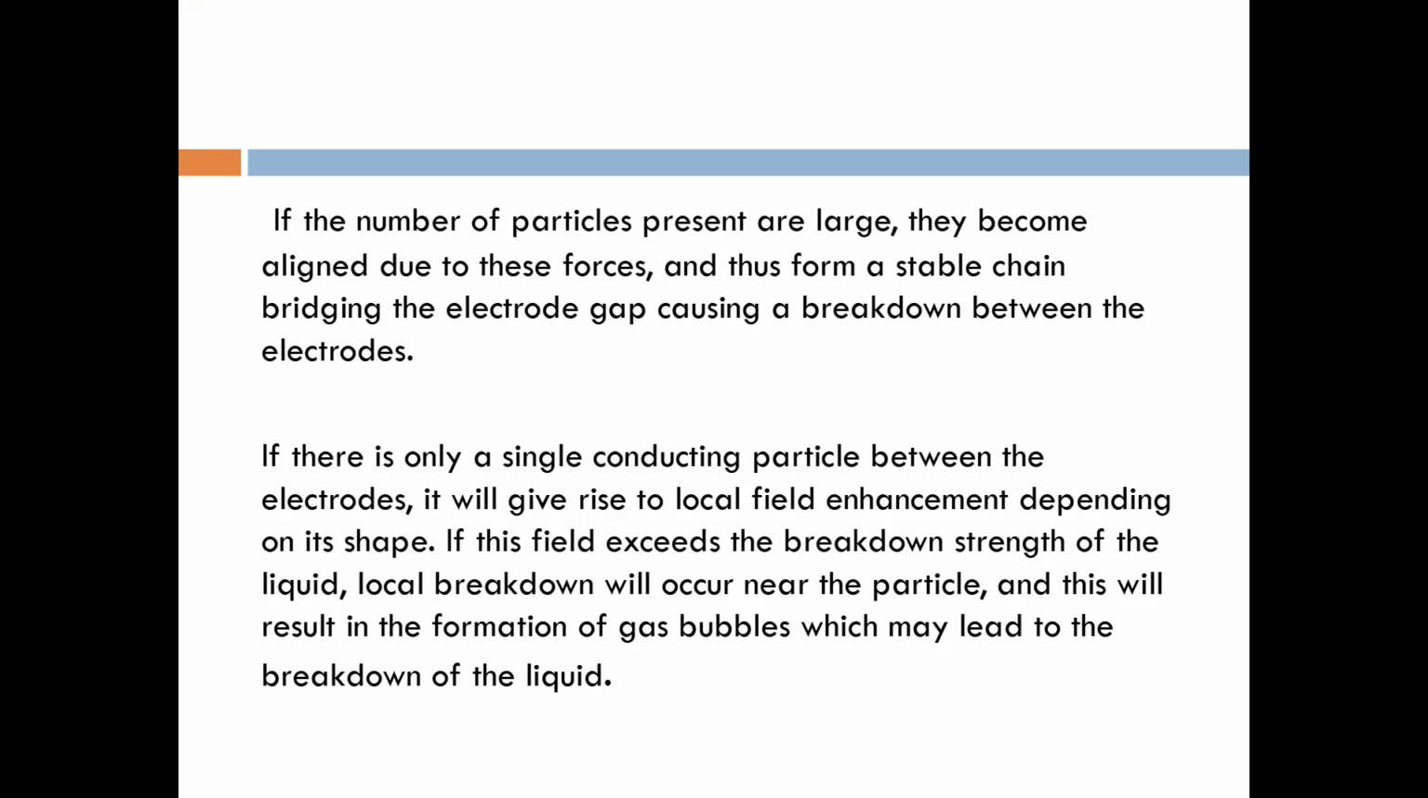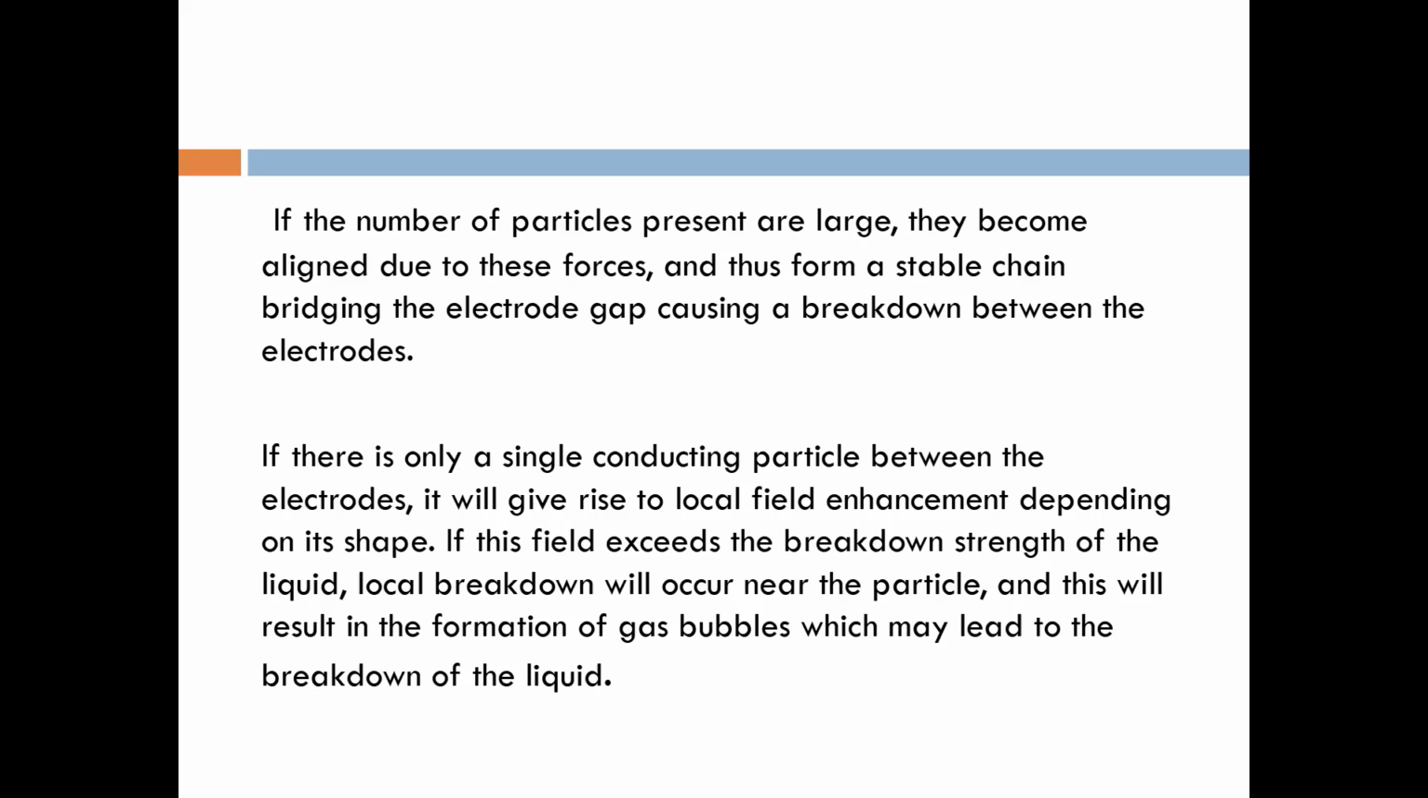I have already told you when we studied breakdown in gases, what we actually mean by breakdown. Breakdown means conduction of current between the two electrodes. A stable chain bridging the electrode gap causes a breakdown between the electrodes. The gap is bridged, and this bridge causes the breakdown between the electrodes. Now, the second case: if there is only one single conducting particle between the electrodes.